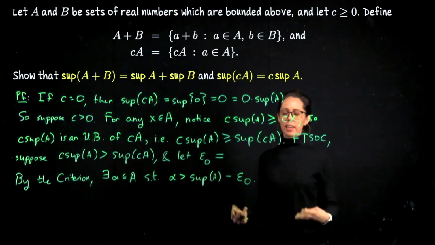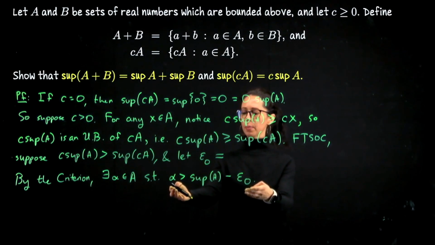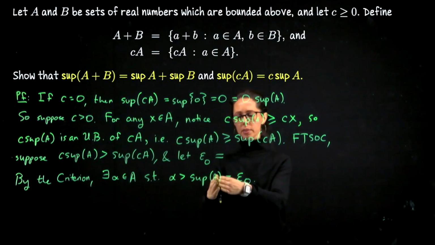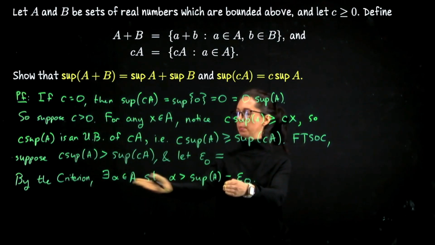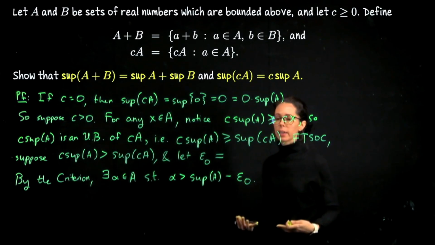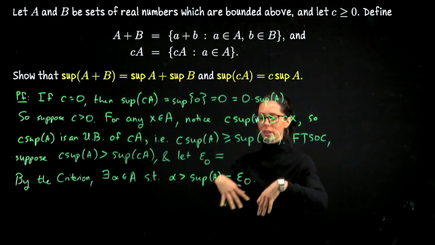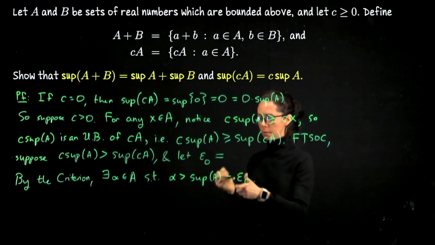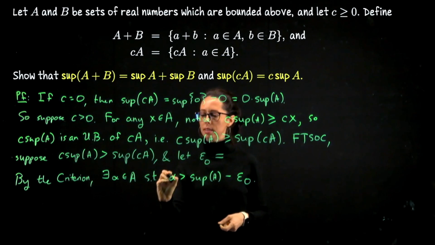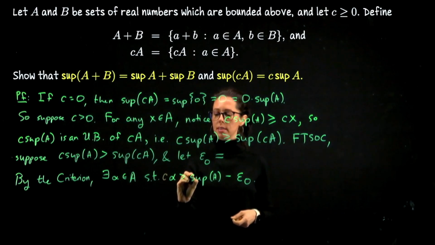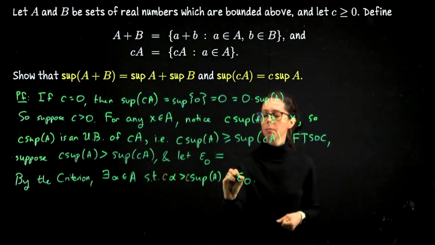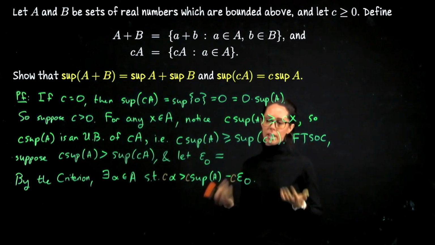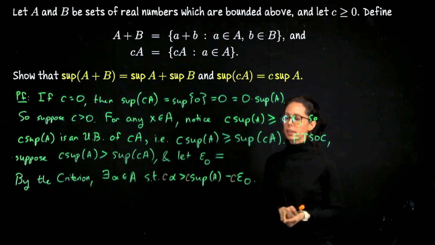There's no C in this inequality. So this is just a statement about the set A and applying the criterion to that set, saying as soon as we slide to the left of the supremum of A, we've got to pick up something from the set A. We need to bring this into our discussion here of the scaled version of A. And let's do that by just taking this and multiplying through by C. C times alpha is greater than C times the supremum of A minus C times epsilon naught. And we preserve the inequality because C is strictly positive.